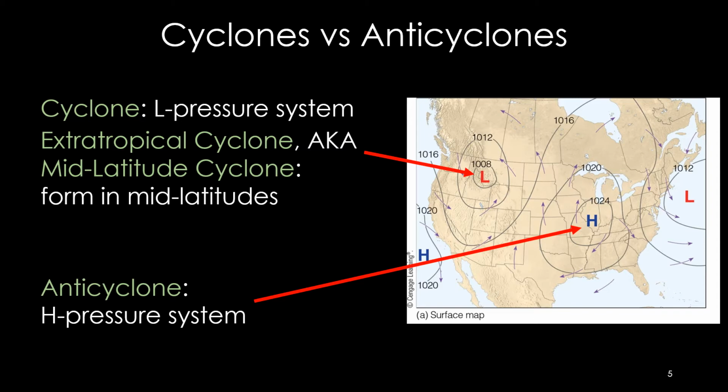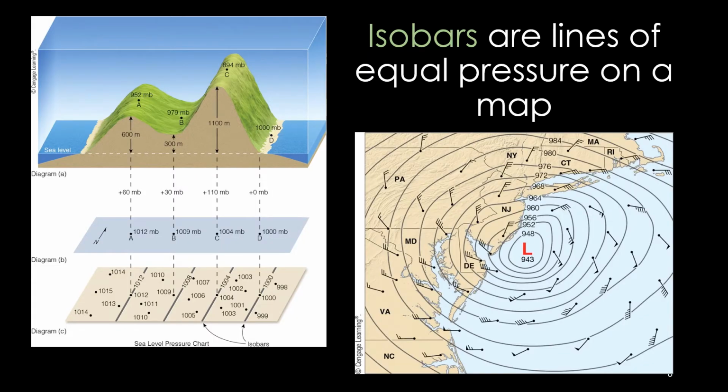When we are looking at high pressure systems, this is just the opposite. So we call it an anticyclone. On a weather map, you can read pressure using isobars. So isobars are lines of equal pressure. On the map on the right here, all the pressure along this line is going to be 948 millibars. So everywhere around that line has an equal pressure. If you're familiar with topographic maps, isobars are very similar to contour lines.